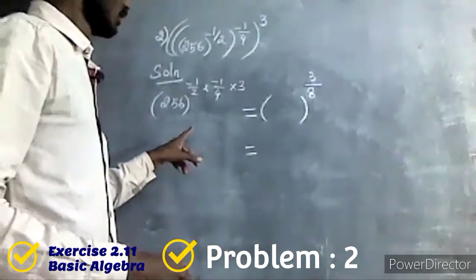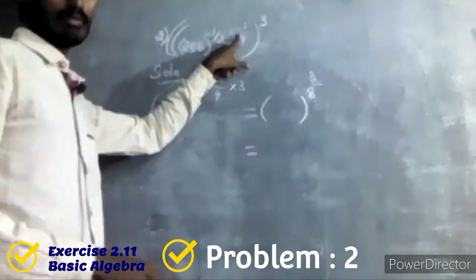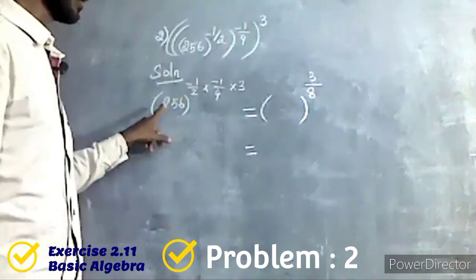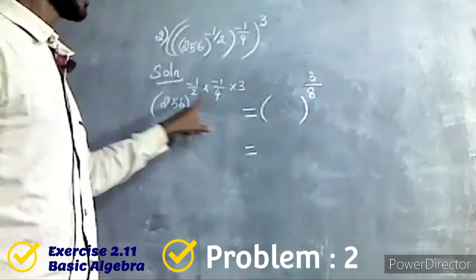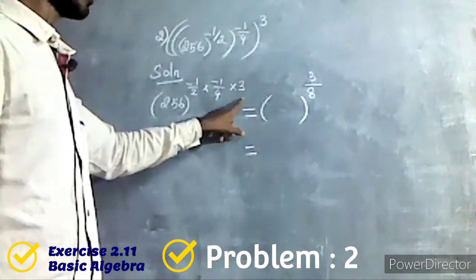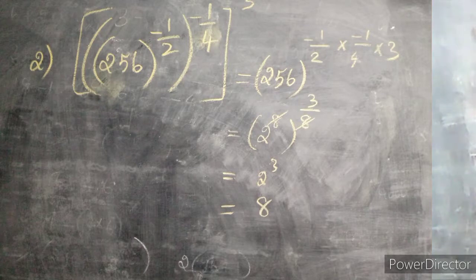So this is the answer for the last subdivision. The second problem: 256 power minus 1 by 2, again the whole power minus 1 by 4, again the whole power 3. So now let us consider the product of the powers: minus 1 by 2 into minus 1 by 4 into 3. Therefore 3 by 8. 256 will be 2 power 8. Here the product of the powers is 3 by 8. So 8 and 8 cancel, remaining 2 power 3, which is 8. This is the answer for problem number 2.